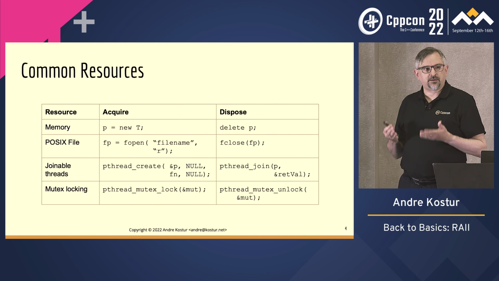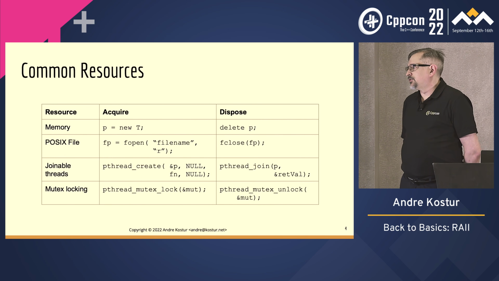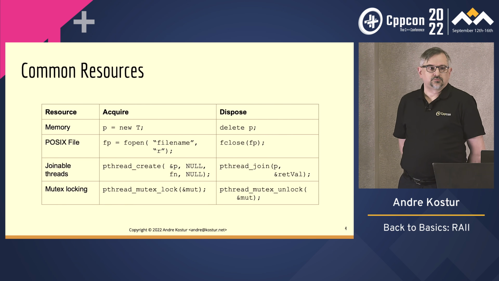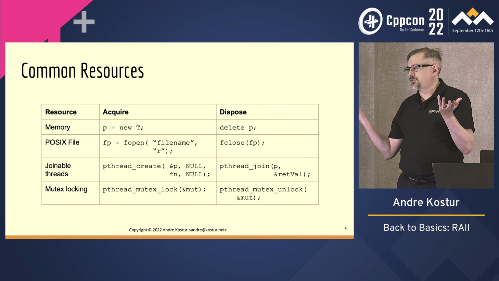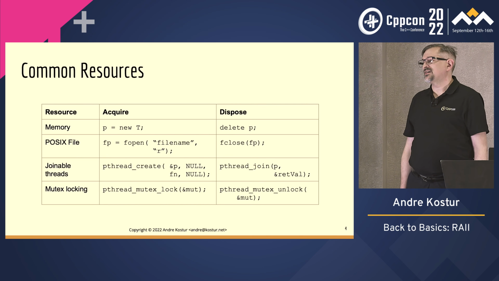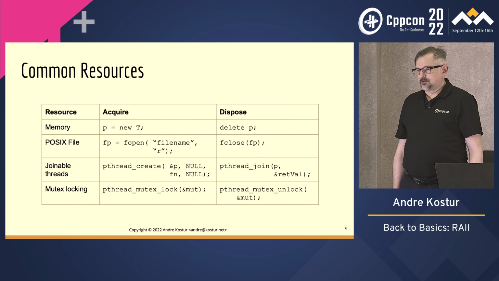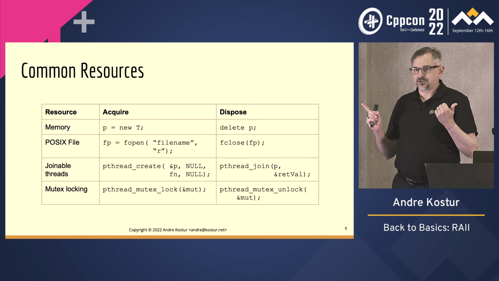But in addition to just memory, because RAII is about resources, we can also talk about things like POSIX files, and there's your fopen and fclose calls to open and close a file. Joinable threads. A std::jthread creates the thread during its construction and joins the thread at the end during its destruction. Locking a mutex is a resource. Lock the mutex on one side, and you want to be very sure you unlock the mutex on the other side.